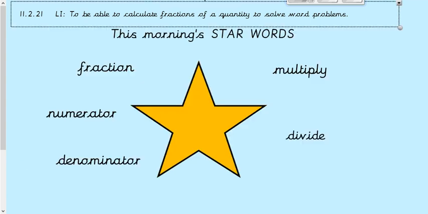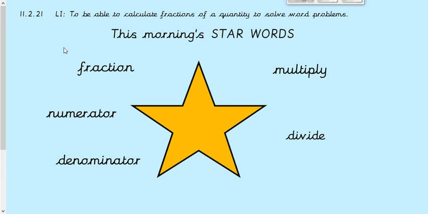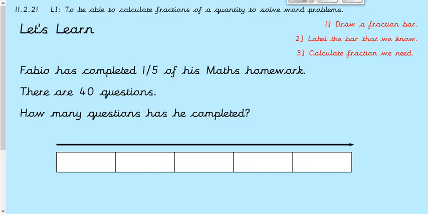So today we're going to carry on with calculating fractions of a quantity to solve word problems. So we're carrying on with the knowledge we've learned. Yesterday was a lesson where you kind of consolidated your knowledge and had a practice, and today you're going to be using that knowledge to solve some word problems. So we're going to go through a few first, and then you will be completing some as well.